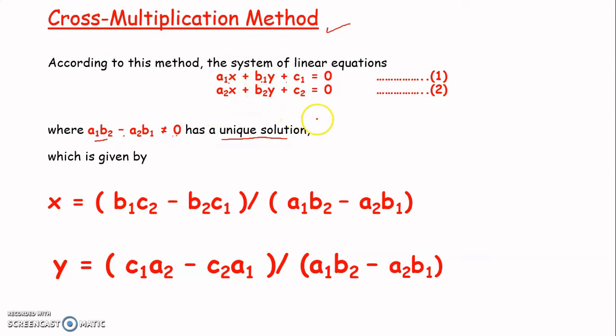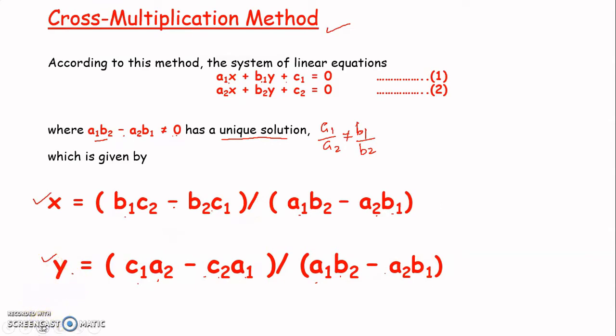Or in other words, we can say a1 by a2 is not equal to b1 by b2, then we will have a unique solution. And if you want to find the values of x and y, here are the formulas. The formula for x is b1c2 minus b2c1 divided by a1b2 minus a2b1, and in the same way the formula for y is c1a2 minus c2a1 divided by a1b2 minus a2b1. These are the formulas of x and y.